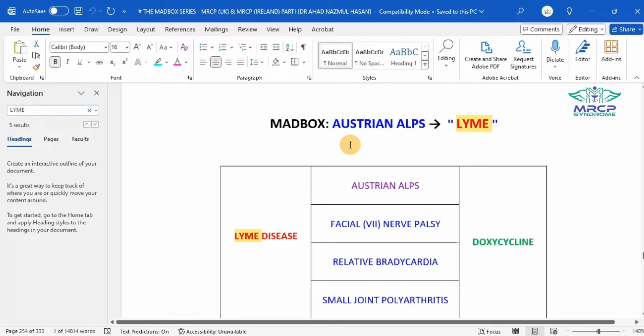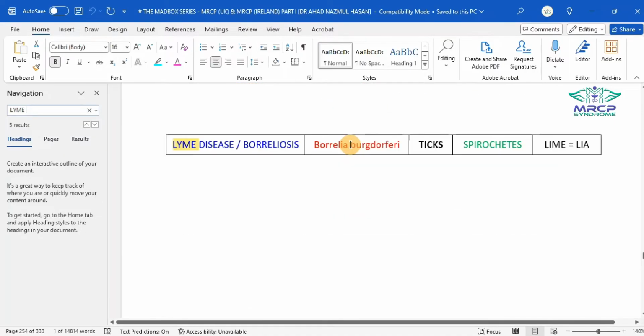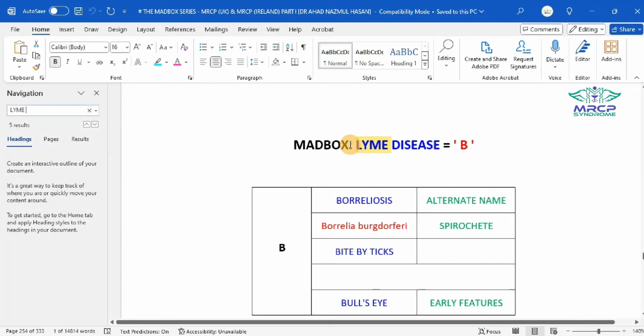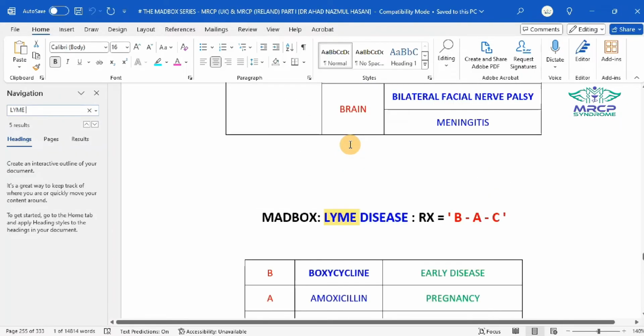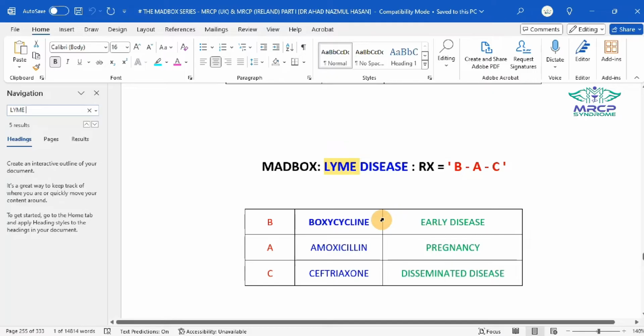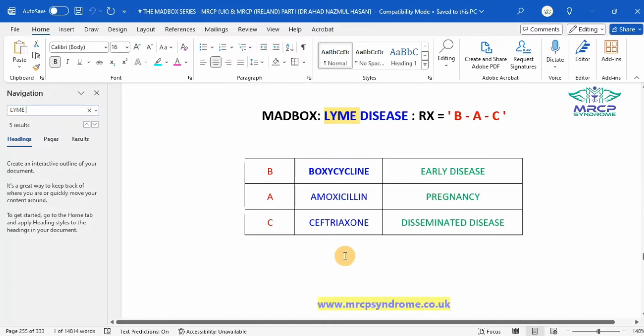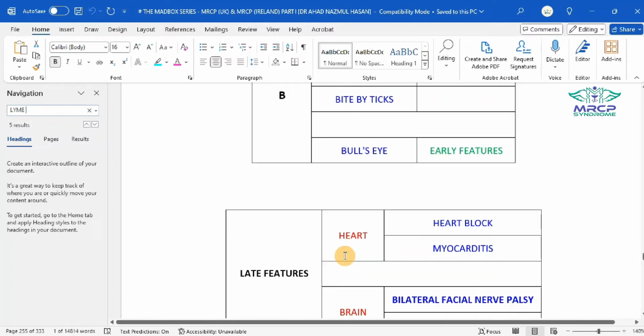Erythromycin? Not erythromycin, not azithromycin, and not ceftriaxone. We need to go for the amoxicillin, okay? So first line for early disease, go for doxycycline. If the patient is pregnant, go for amoxicillin. If there is a disseminated disease, then go for ceftriaxone.